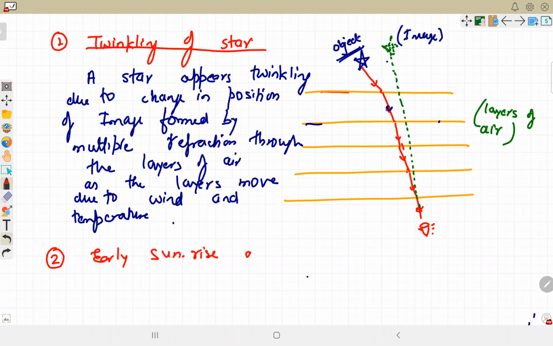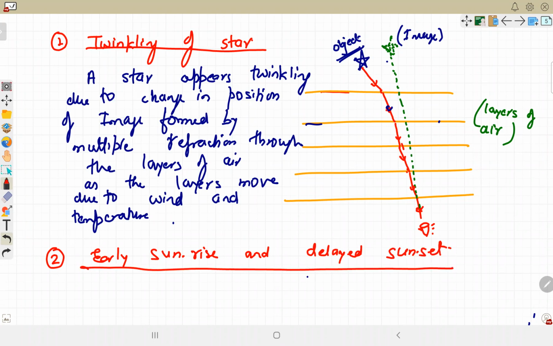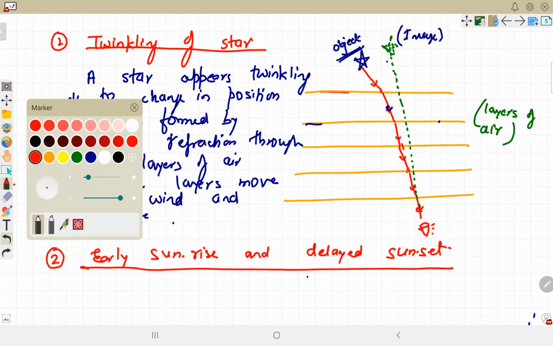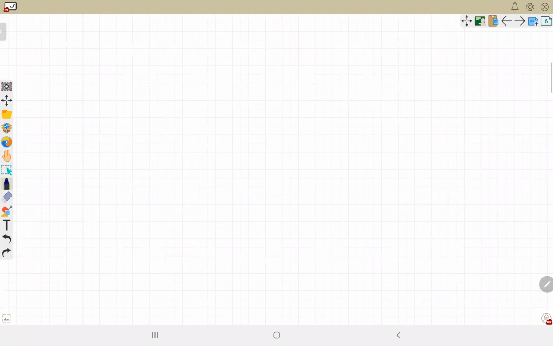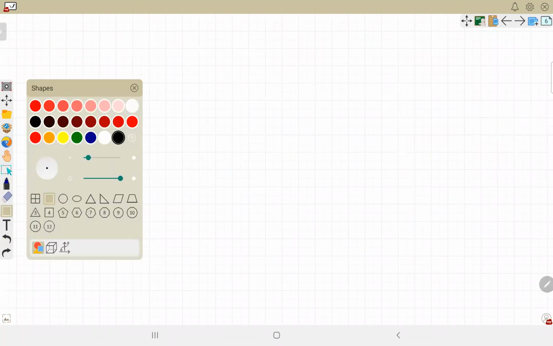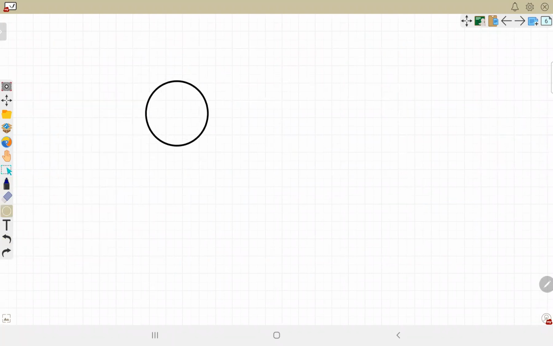हमें horizon के ऊपर आने से पहले ही sun दिखने लग जाता है, and similarly horizon से थोड़ा सा नीचे जाने पर भी we will be at least for 2 minutes more we observe the sun. What is the cause of it? Anyone? Suresh, what is the cause of early sunrise and delayed sunset?